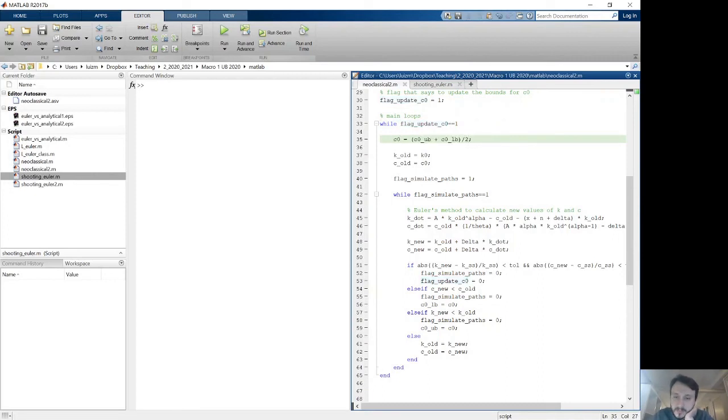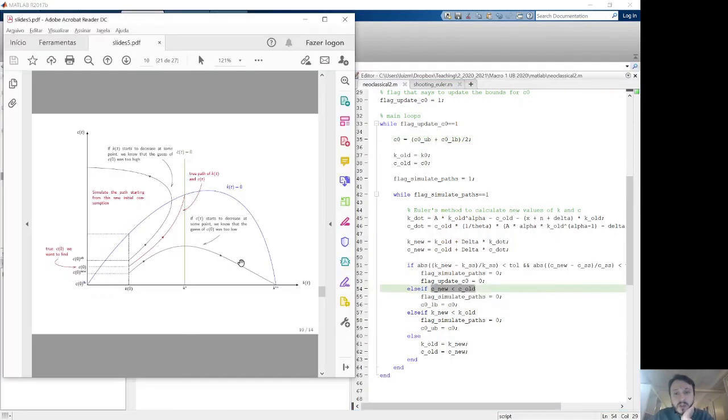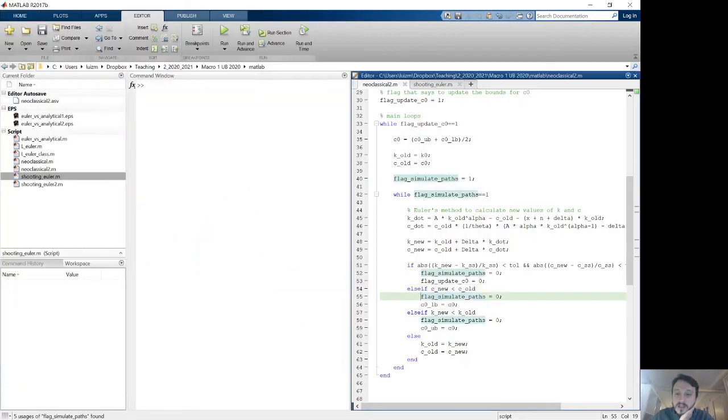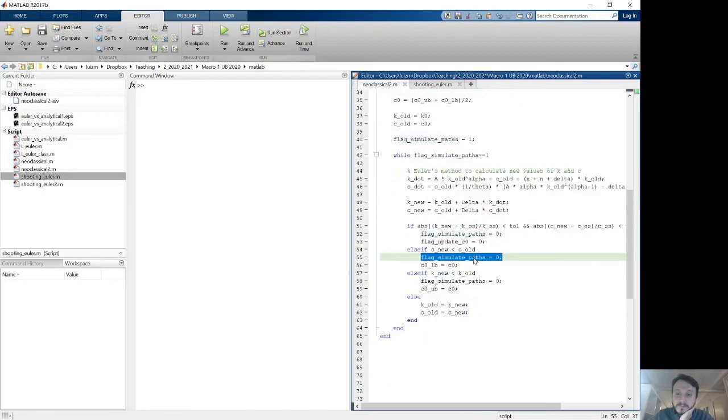So when MATLAB gets to this part of the code, we don't want MATLAB to keep calculating the new values of consumption and capital, because we're going to be in this situation in which consumption starts decreasing. We don't need to keep walking in this line. We already know that the guess of C0 was too low, so we just need to update the guess. So we say to MATLAB, stop simulating the paths, update the lower bound.